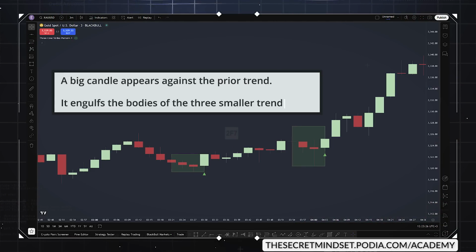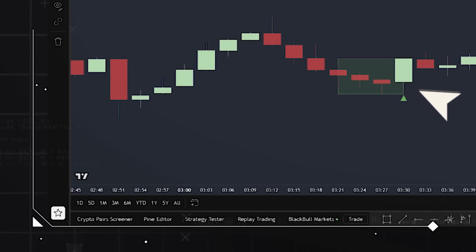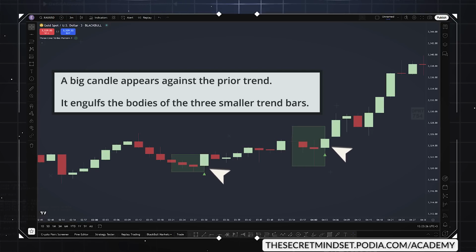Out of nowhere, a huge candle appears. This one is fast and strong, and it moves in the opposite direction to the 3 before. If you are looking at 3 green candles, now you have a big red candle. If you are watching 3 reds, now a green one appears. This candle doesn't just close over 1 or 2 of the small bars, it swallows all 3. The body of this big candle completely covers the bodies of the 3 smaller trend bars.